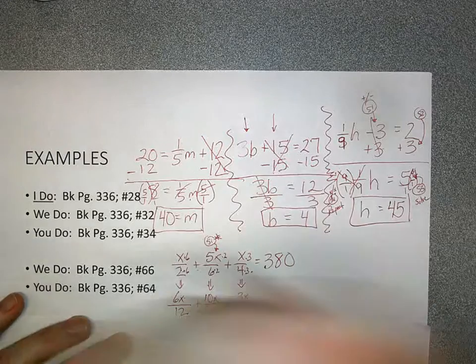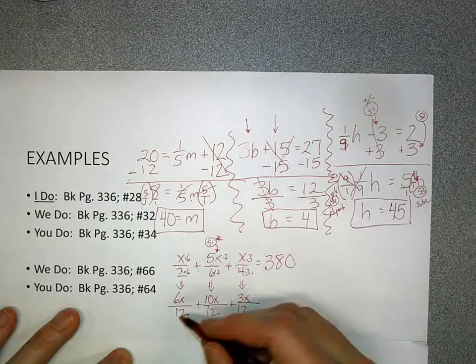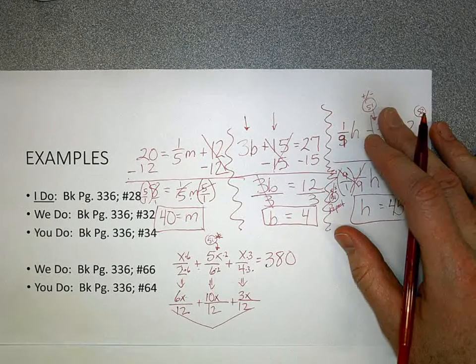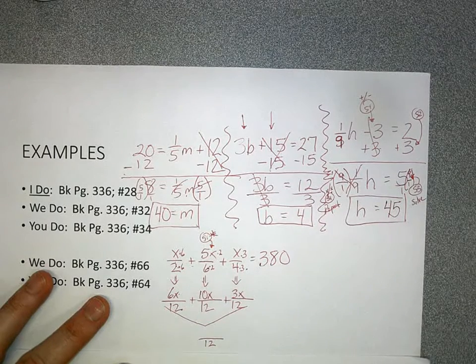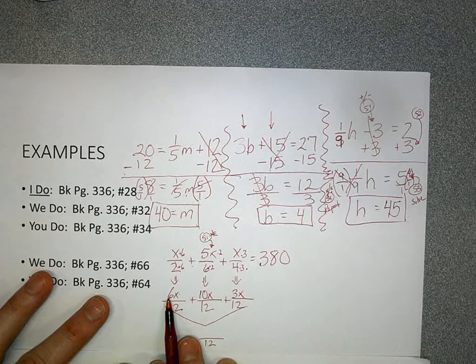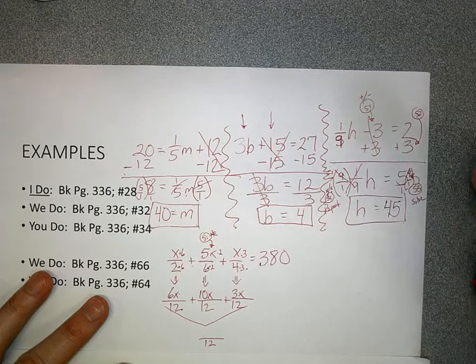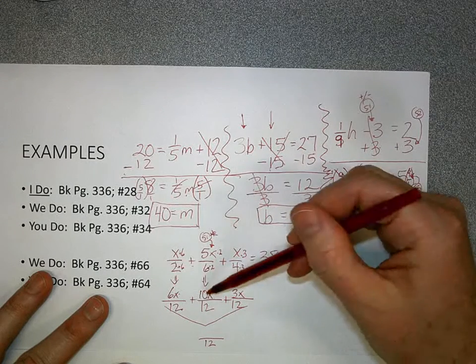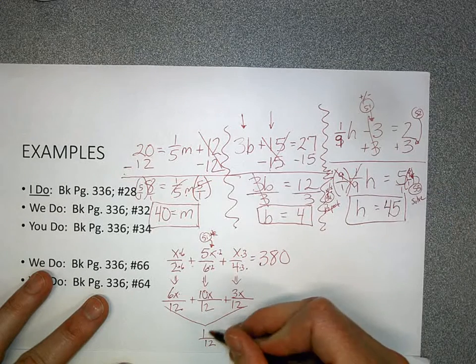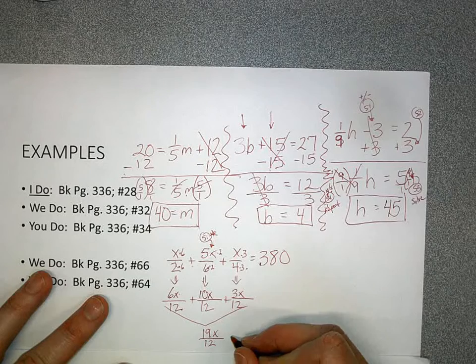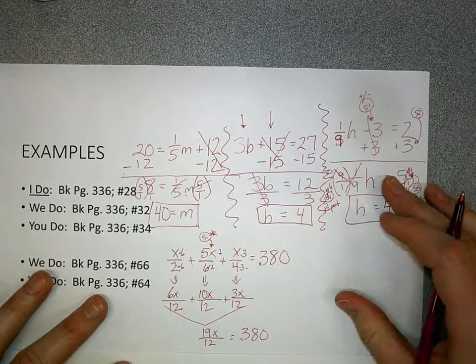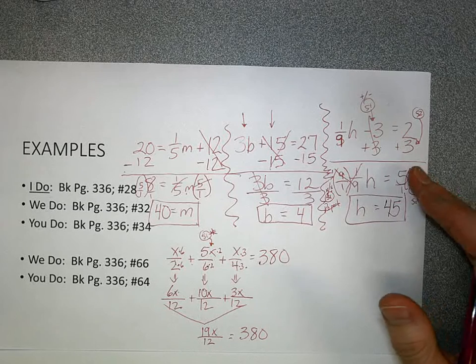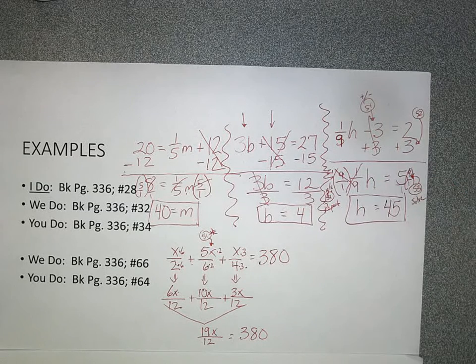We have common denominators. I'm now going to simplify that. This is kind of nice because look, when they're all the common denominator, it stays as a 12. My numerators are all like terms. 6 plus 10 is 16, plus 3 is 19. So we have 19x equals 380. Okay, so looks a little weird, right?